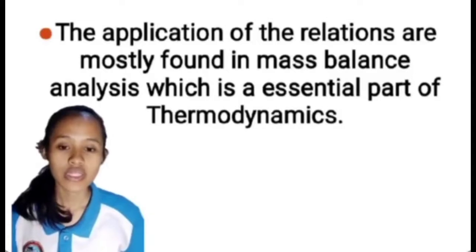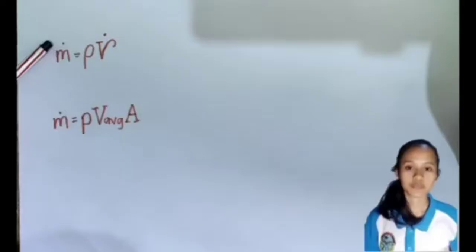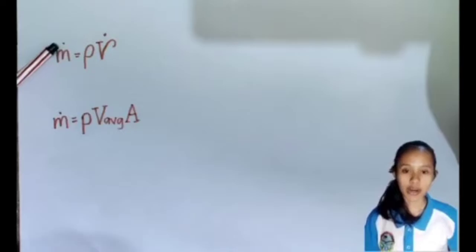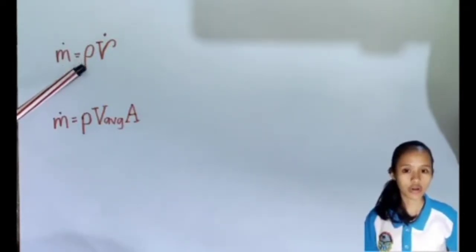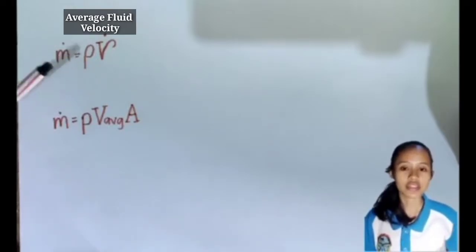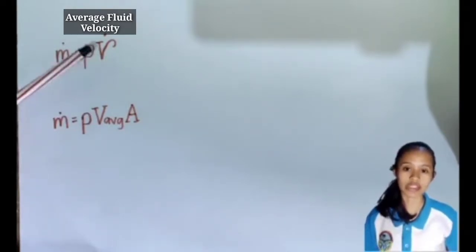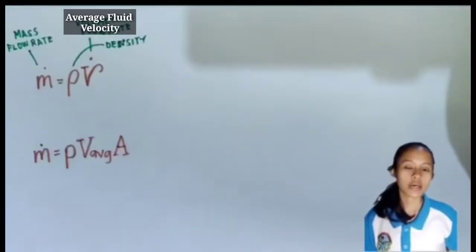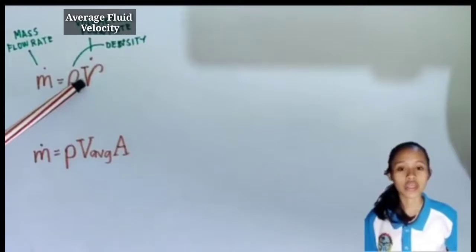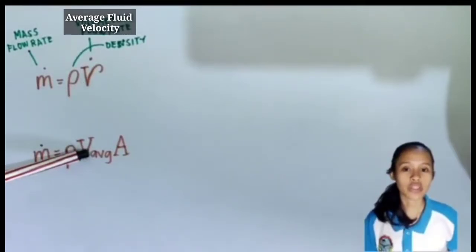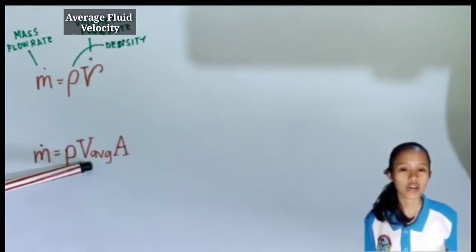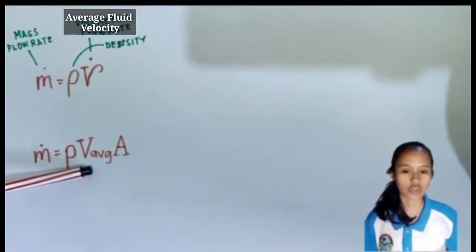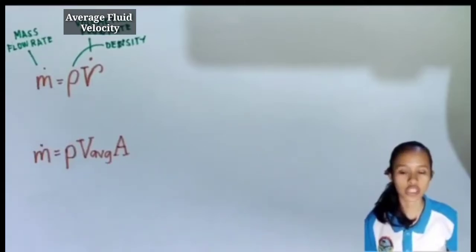And here, we can see two equations. M with a dot in the upper part is mass flow rate. The symbol ρ is density. This cursive V with a dot in the upper part is volumetric flow rate. Mass flow rate equals density times volumetric flow rate. We will see that the volumetric flow rate equals the average velocity in a cross-section of the flow in a controlled volume multiplied by the cross-sectional area.